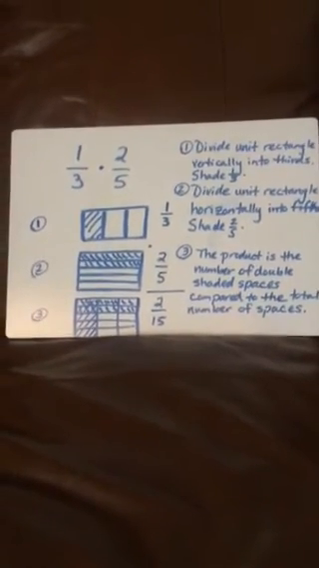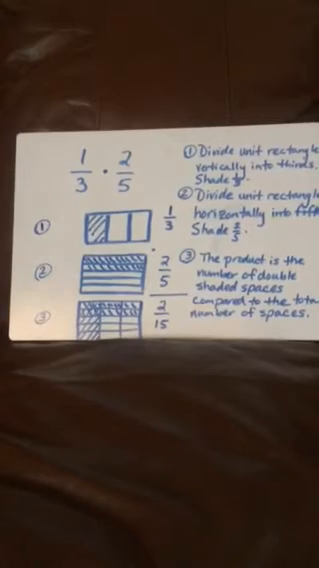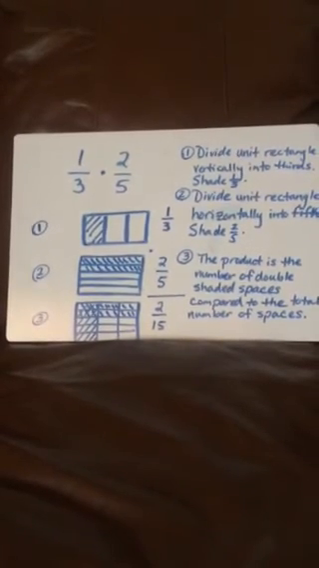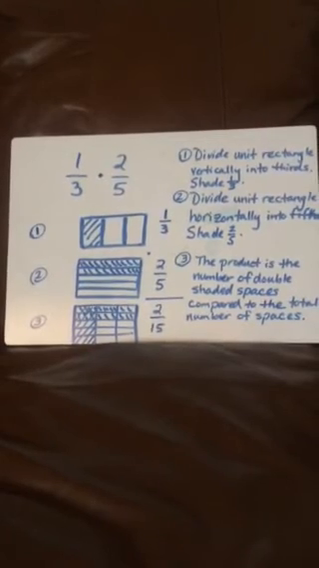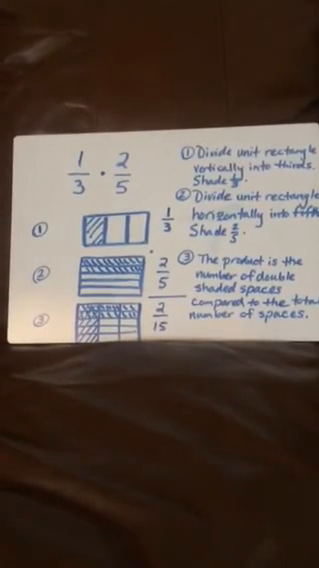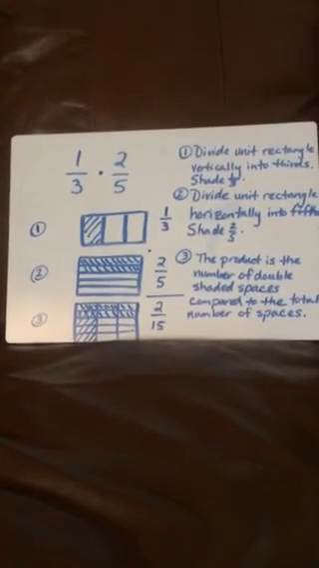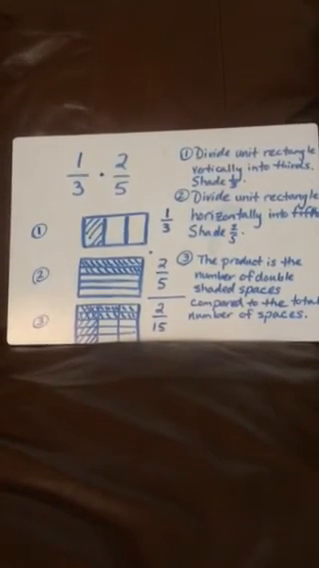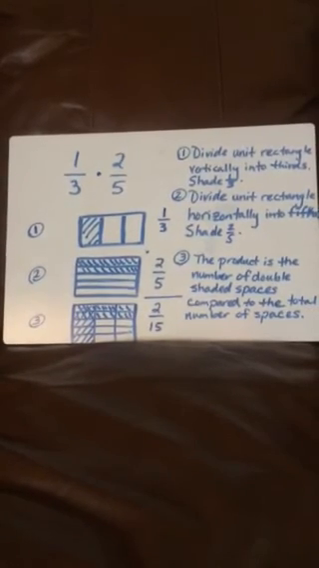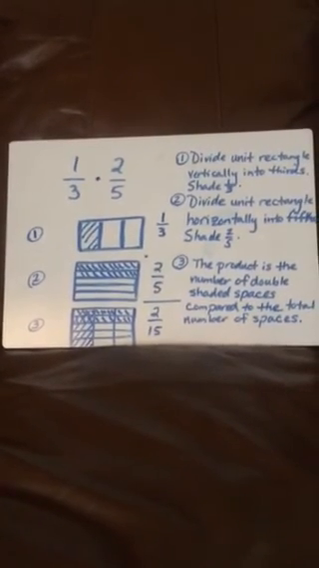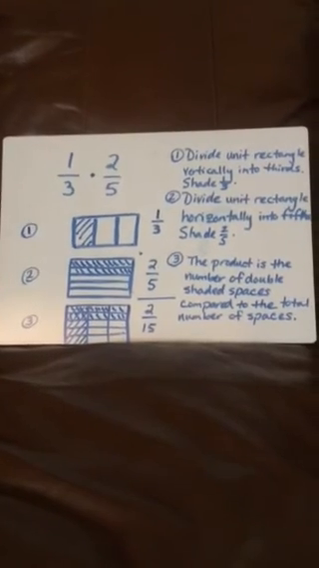Okay? So normally you can turn this into one easy step. Take a unit rectangle, divide it into thirds, and shade 1/3 of it vertically. And then in addition to that, we're going to divide it horizontally into fifths, and then shade 2/5 of it. And you'll see that the overlap, or the double shading, represents our product.